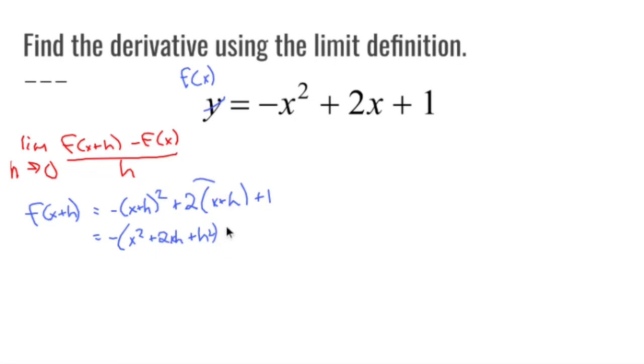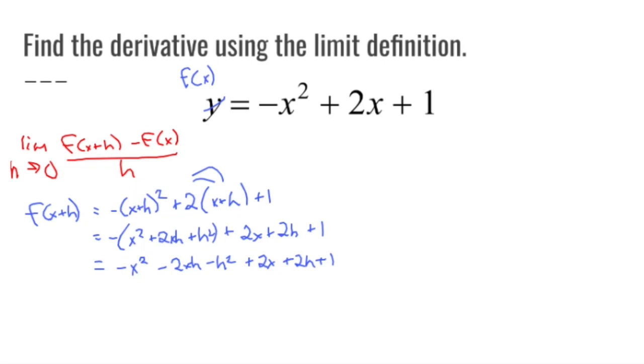This is the distributive property, so plus 2x plus 2h, and then plus 1. Distribute this negative: negative x squared minus 2xh minus h squared plus 2x plus 2h plus 1. Now, you might be thinking, oh, please let one of these cancel out. It won't yet, but don't you worry, something eventually will cancel out.